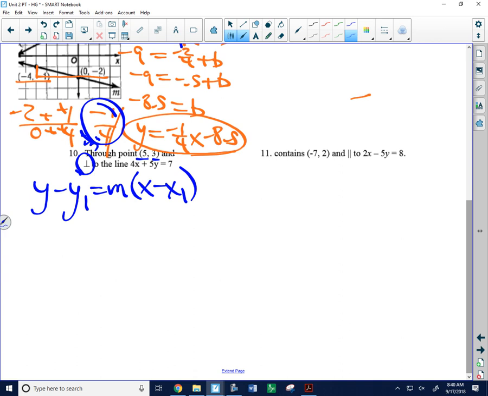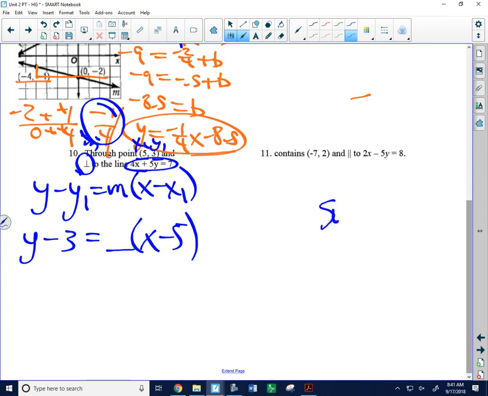So I'm going to go through 5, 3. 5 is my x1 and 3 is my y1. And so it's going to be y minus 3 something x minus 5. And I want perpendicular to this line. So I could have done this first if I wanted. I just need to solve for y.